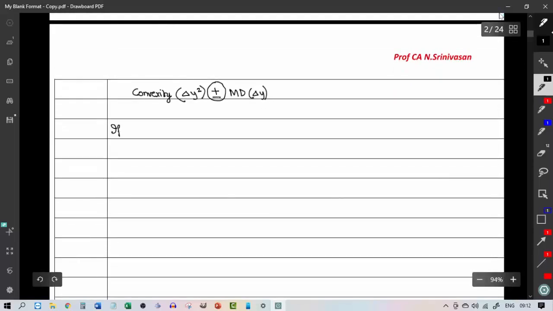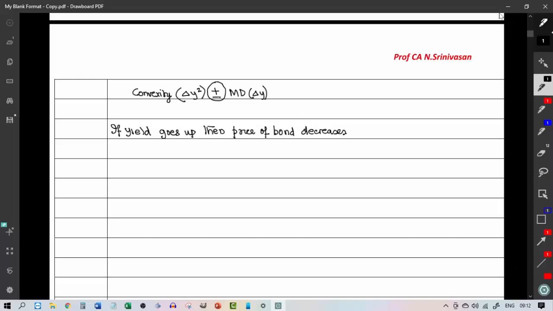See, if yield goes up, then price of bond decreases. In this case, to find out how much will the bond price decrease for every percentage upward movement of the yield, we can use the formula of convexity delta y square, and since we are talking about a bond price decrease, minus modified duration into delta y.